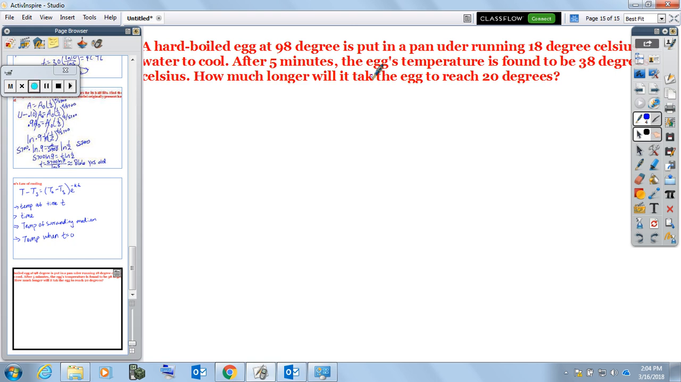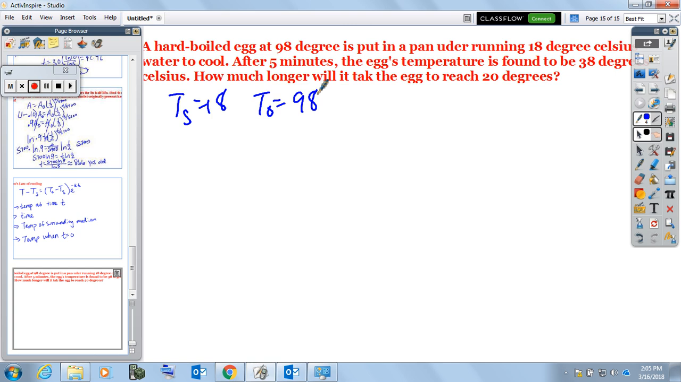Well, let's take a look. Using Newton's law of cooling, first and foremost, the surface or the medium. What represents the medium in this case? Well, the medium in this case is the water cooling the egg. So T sub s will be 18 degrees. What's the original? When t is 0, before you put the running water over it, you have a 98 degree hard-boiled egg.